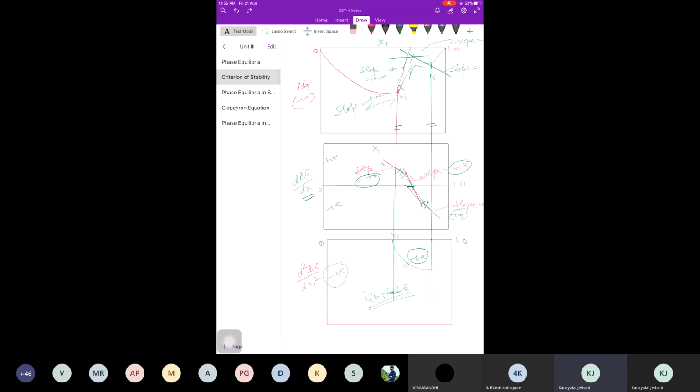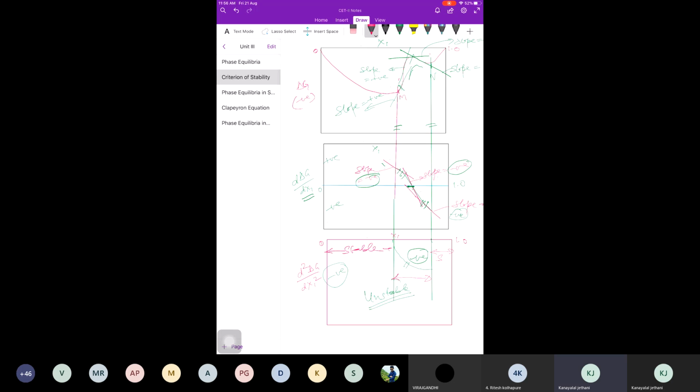ठीक है? So this curve is unstable in this region only. In this region, it is unstable. It is stable in the other regions. यहाँ पर stable है और यहाँ पर भी stable है.